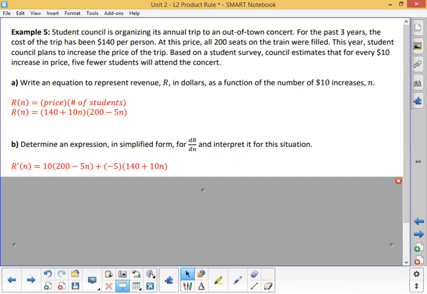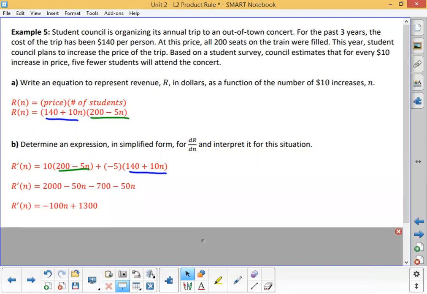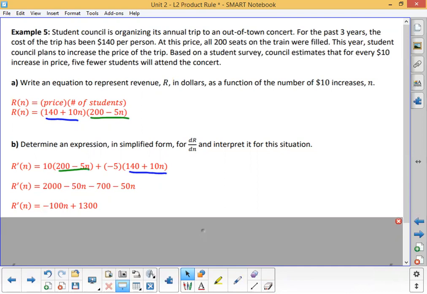So here we have two binomials, 140 plus 10n and 200 minus 5n. Those are our original functions. I can code that in blue and green. And our derivative function: the derivative of the first function is 10. The derivative of the second function is negative 5. If I apply the derivative rules and simplify, I can get this linear equation.